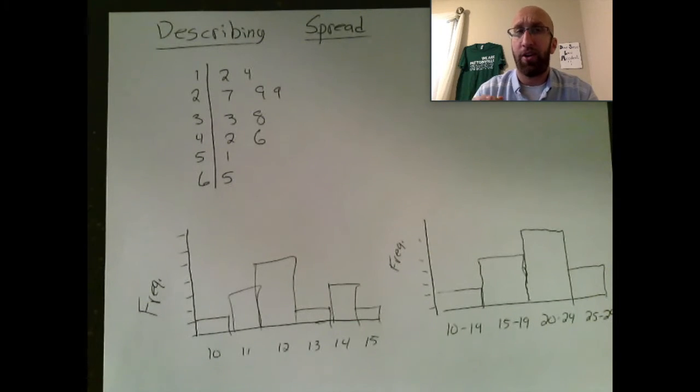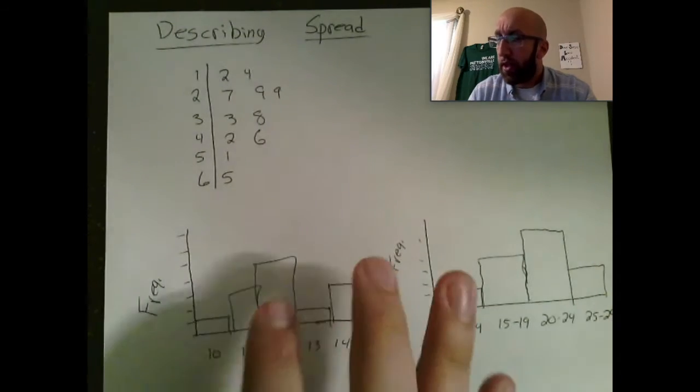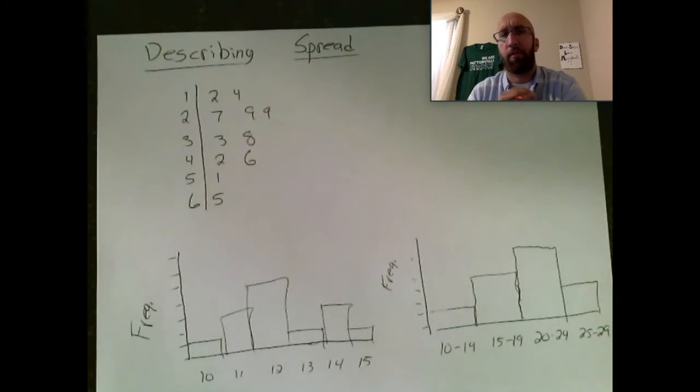So in this video series, we've talked about shape and how to do that. We've talked about outliers, center, and now on this video, we're going to talk about spread. So we're just going to talk about what things you can talk about with spread depending on the type of graph you get. So starting out, stem and leaf plot.